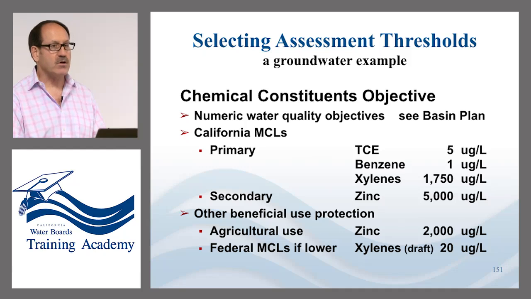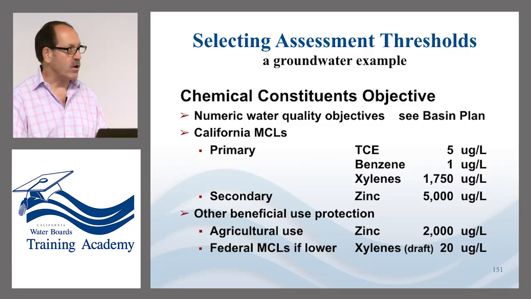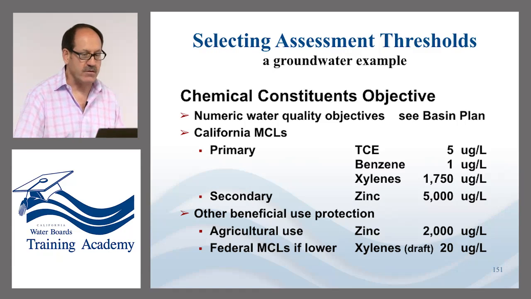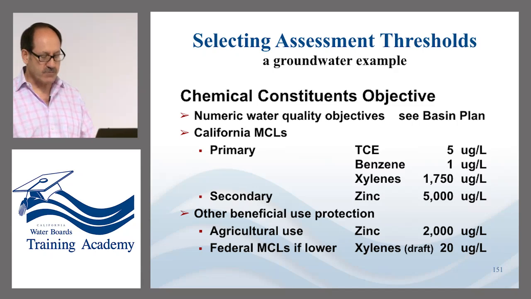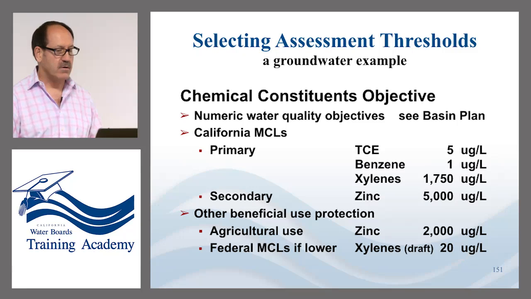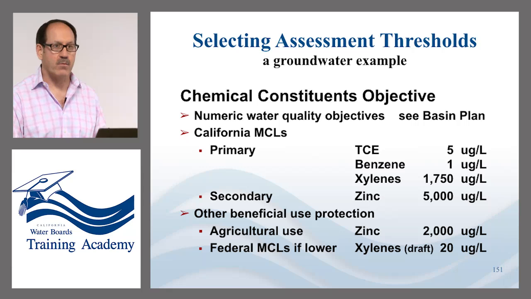Okay, so let's look at the groundwater algorithm for these constituents of concern. First of all, the chemical constituents objective. Look at your basin plan. Are there numeric water quality objectives?